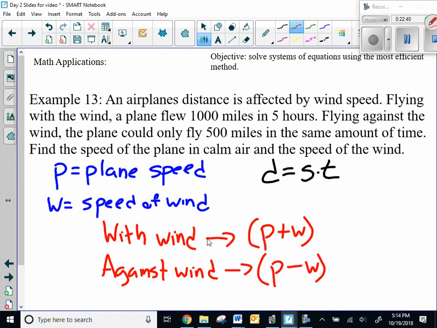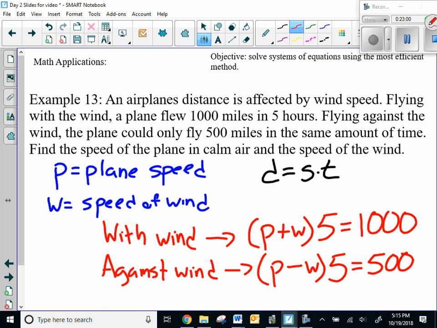So with the wind, how long did it take? Well, it went 5 hours. And how far did it get? It got 1,000 miles. Against the wind, how long did it go? Well, it went the same amount of time, so that's also 5 hours, but this time its distance is only 500. So for both of them, we had our speed times time equals distance.